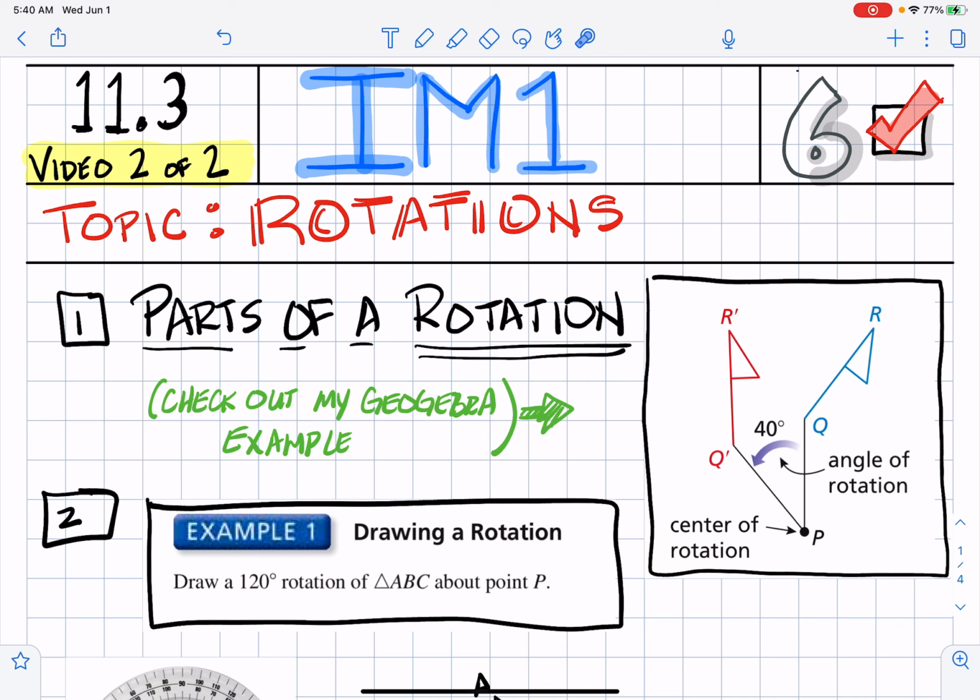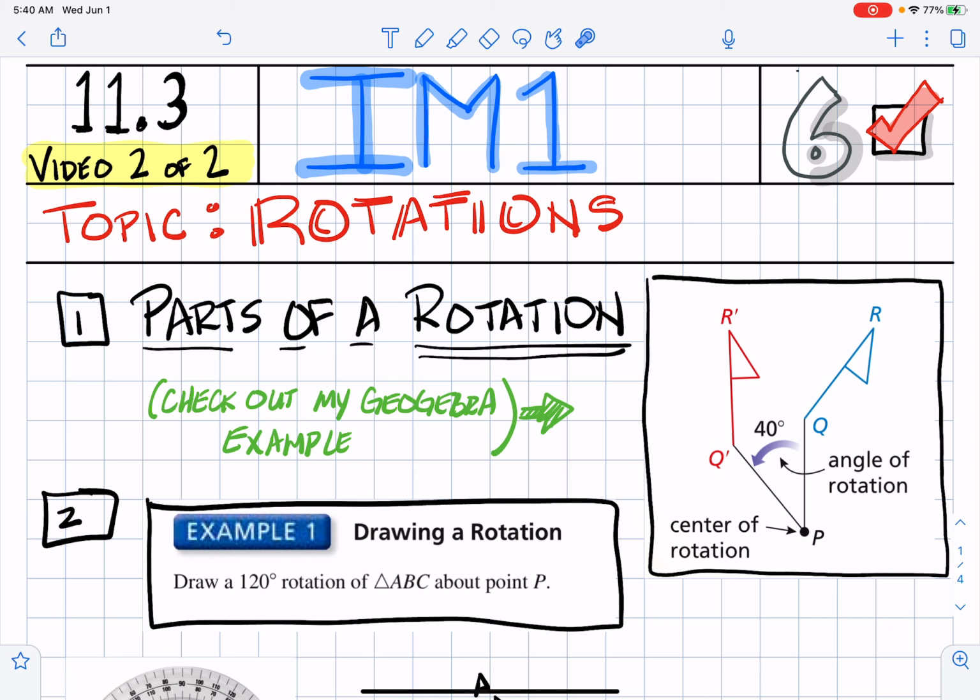First, you have to have some kind of a shape that you're working with. So for example, we have this shape right here. It looks like a flag of sorts. Here's Q and then here's R. And then there is a point about which we are rotating this particular figure. We're going to call that the center of the rotation. In this case, that would be P.